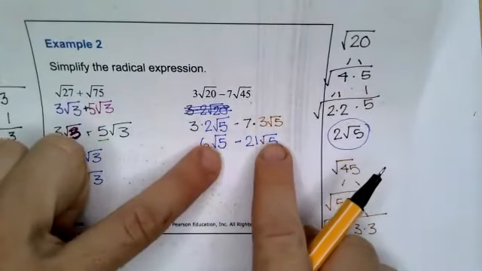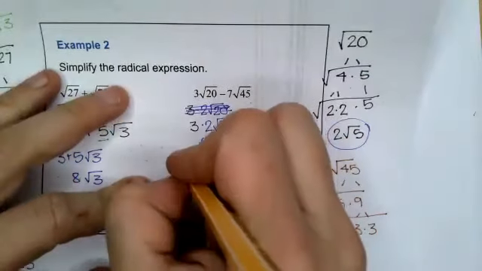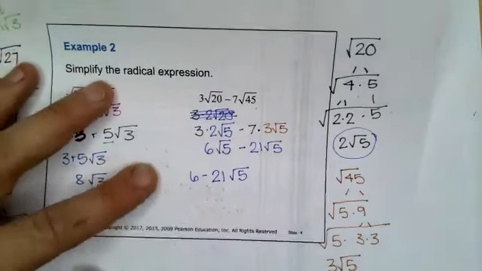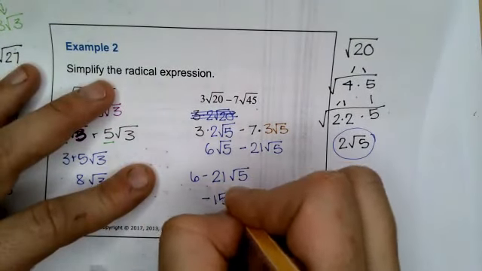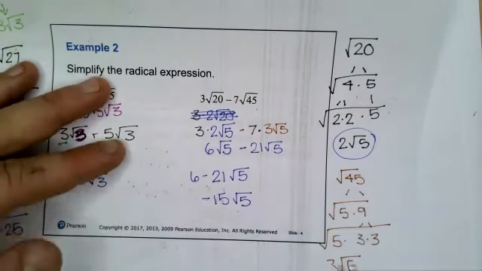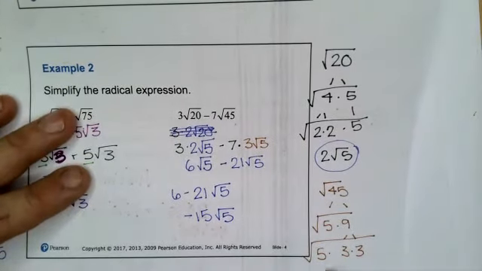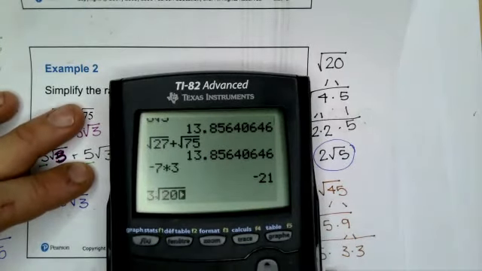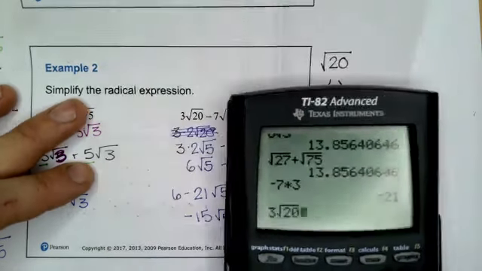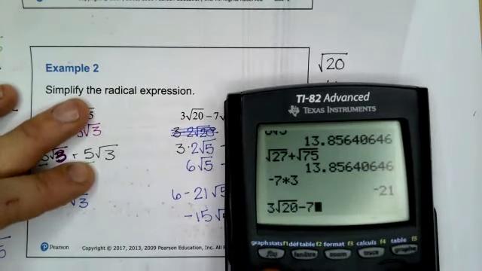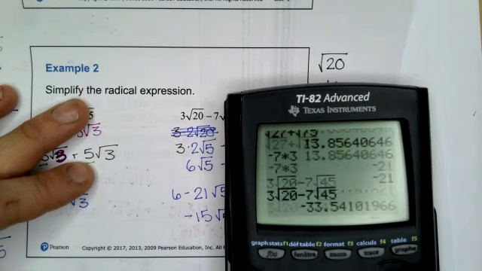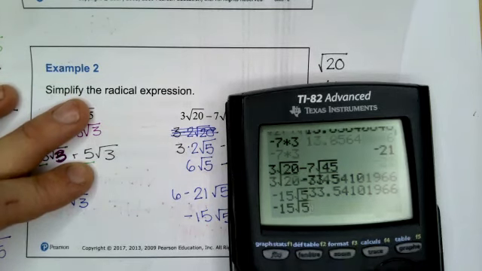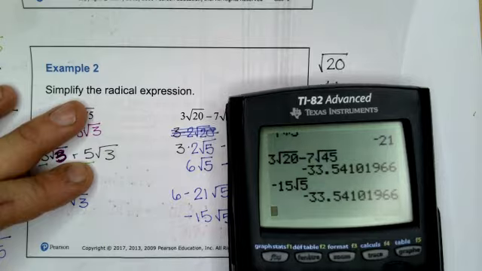Now I have the same index, same radicand. I can combine them. 6 minus 21 of them is -15 of them. And again, you can put it in your calculator. You can say 3 square root 20 minus 7 square root 45. Make sure it's not under the radical anymore, okay? It's going to give you a decimal, but then put -15 times the square root of 5 in there, and you get that same decimal.